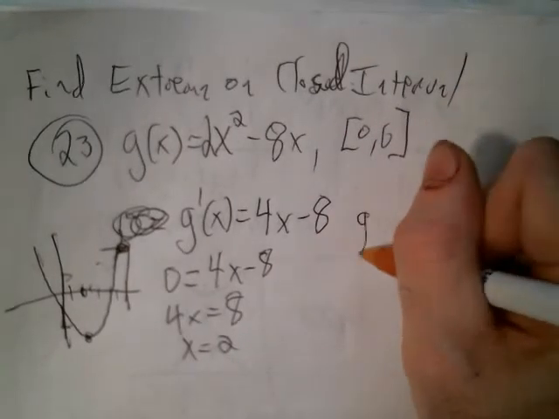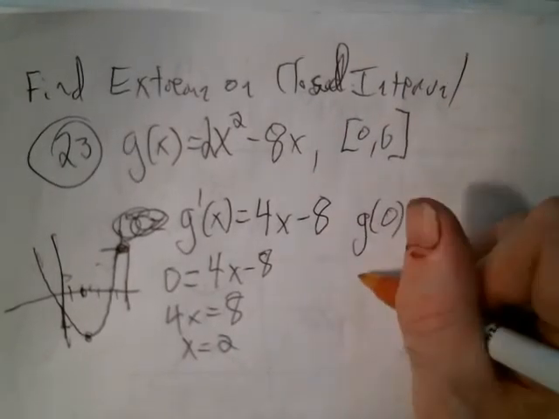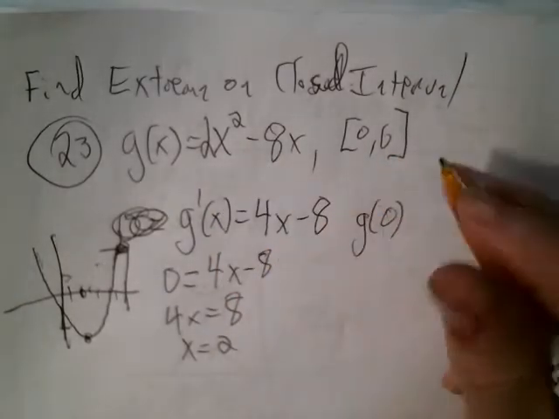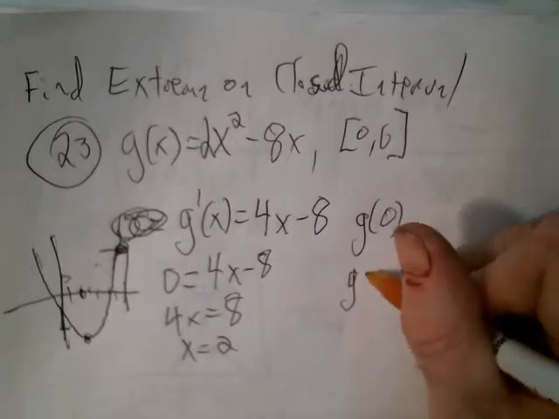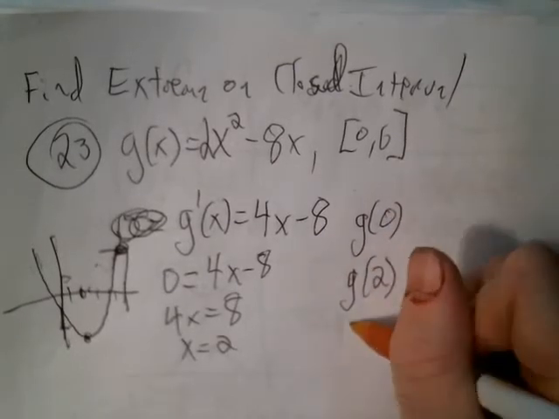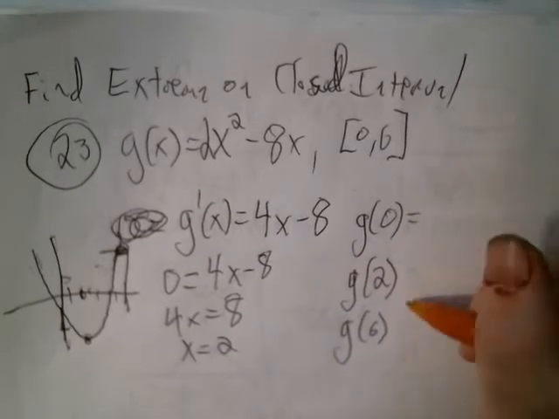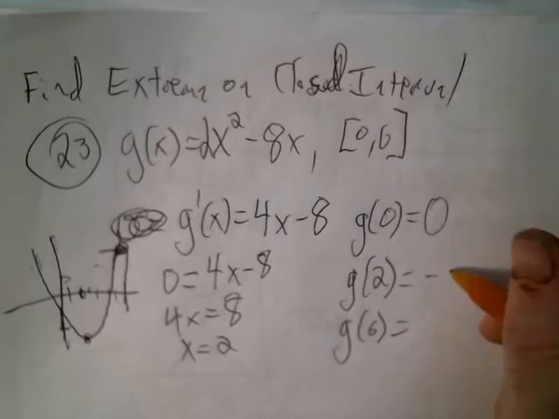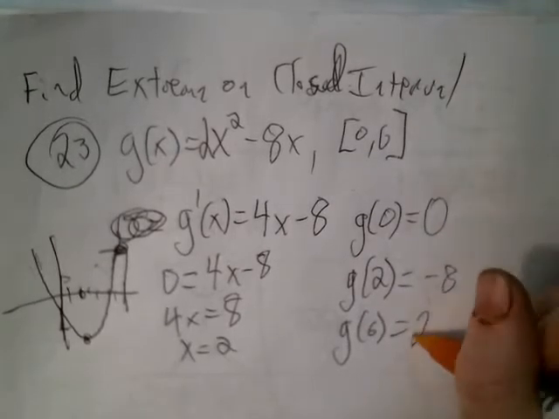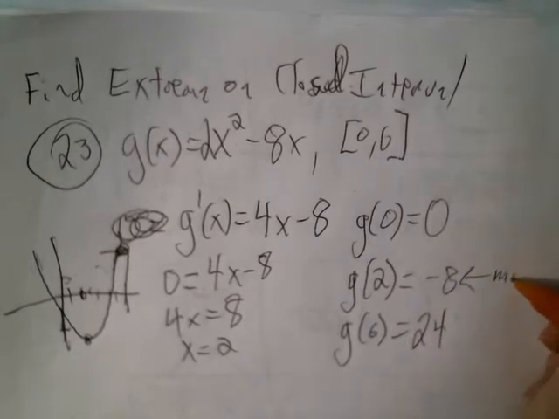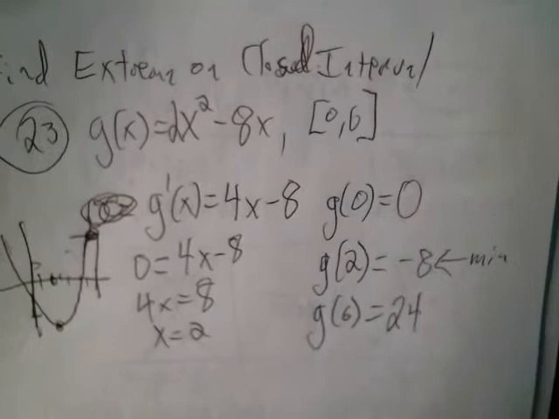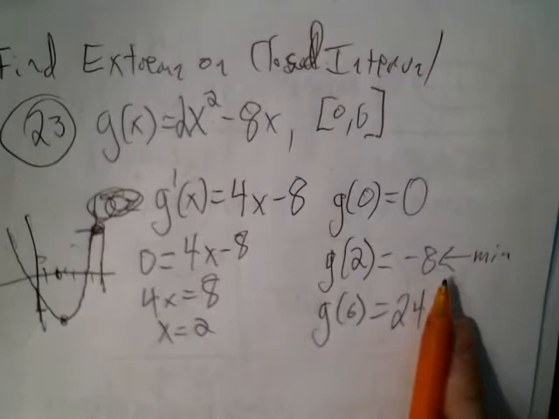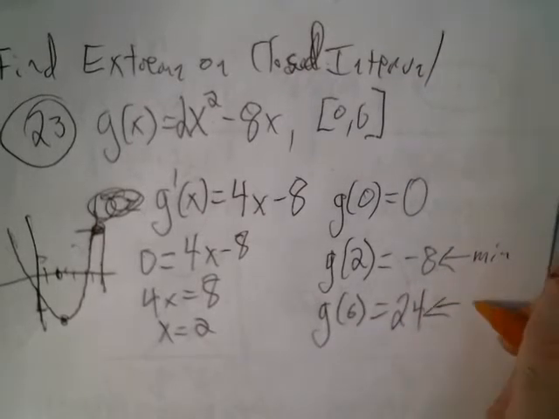Okay, so you have to go into the function and evaluate the original function for the actual heights of the function. Where is the biggest? Where is the smallest? Right. So g of 0, g of 2, and g of 6. Plugging in 0, I get 0. Plugging in 2, I get negative 8. Plugging in 6, I get 24. Okay, so this turns out to be the min, which is the vertex of the parabola. The location of the vertex is 2, negative 8. And then this guy turns out to be the max.